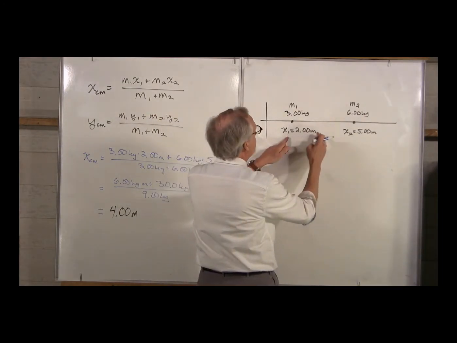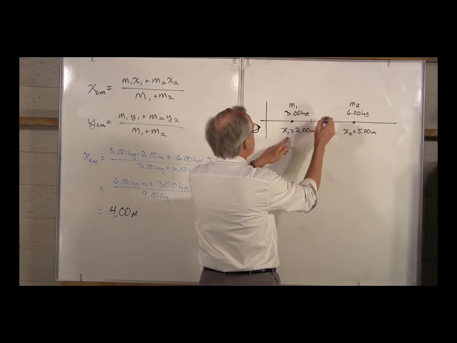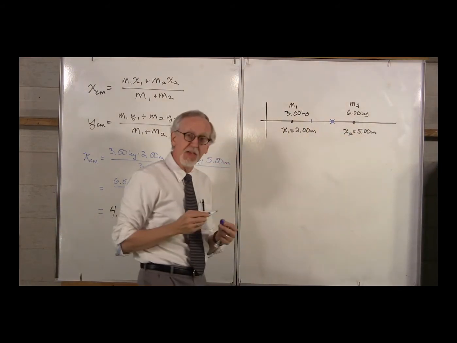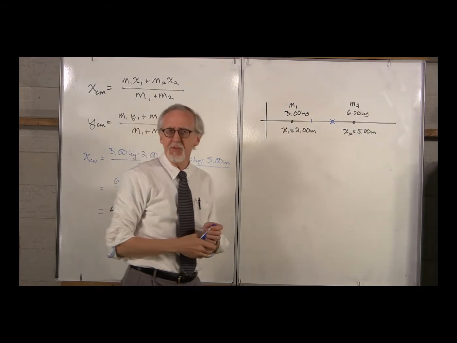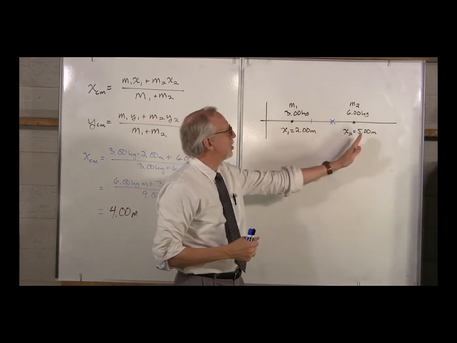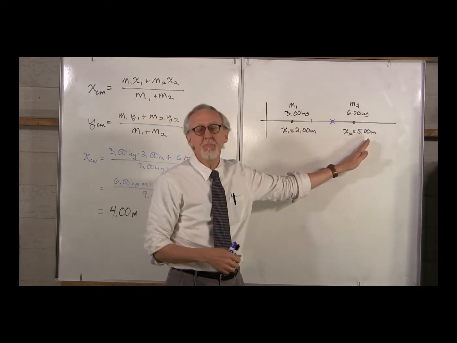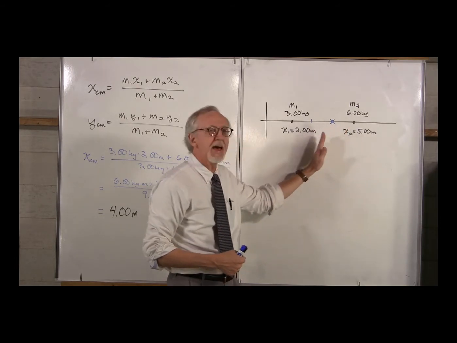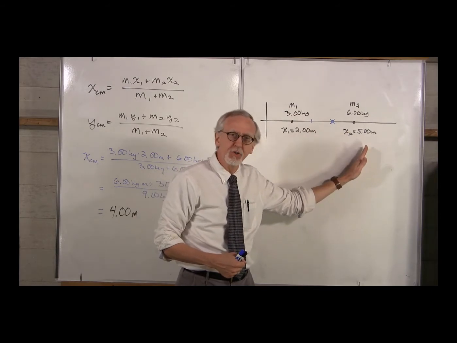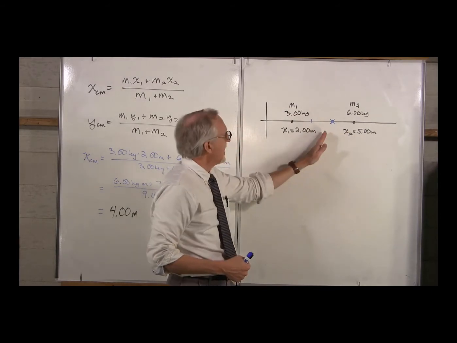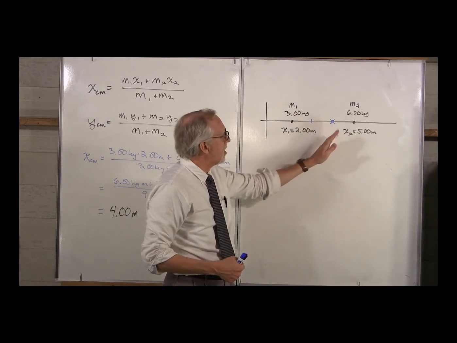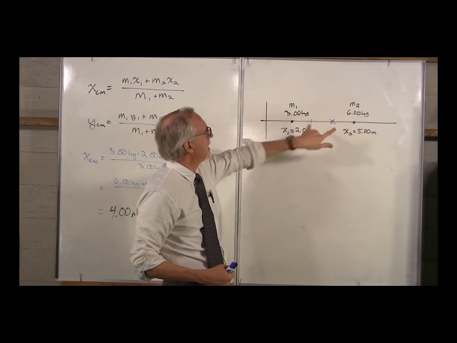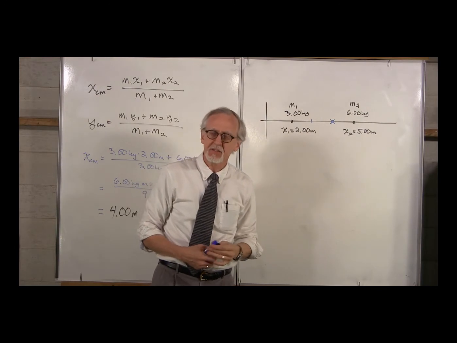Well, if this is 2 and that's 5, 2, 3, 4, 5, the center of mass would be right there. It's not in the middle. Notice it is closer to the bigger mass. The larger mass pulls the center of mass over closer to it. It's no longer in the middle. It's now 1 meter from the 6 kilogram mass and 2 meters from the 3 kilogram mass.